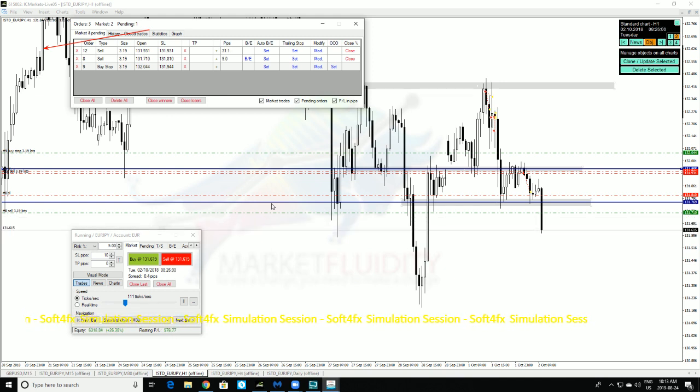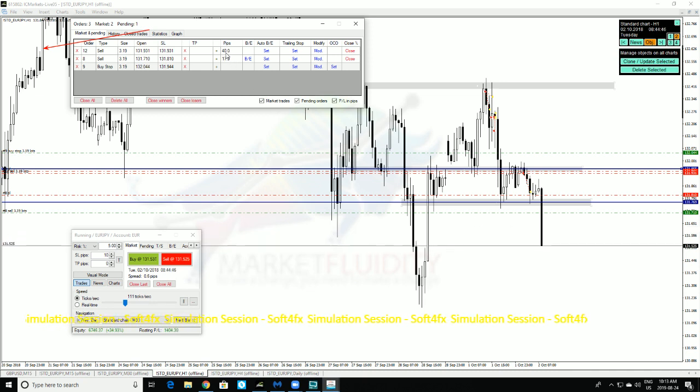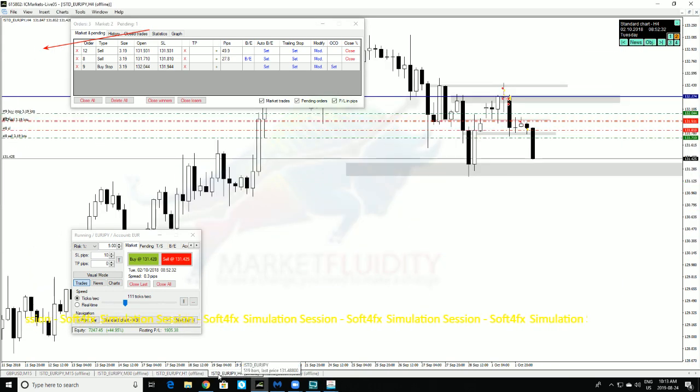Our sell stop got activated. Oh shit, it's running. Wow. Sell stop is activated. We're sleeping at this point. Our scalp is running 40 pips. Wow, it's coming down hard.